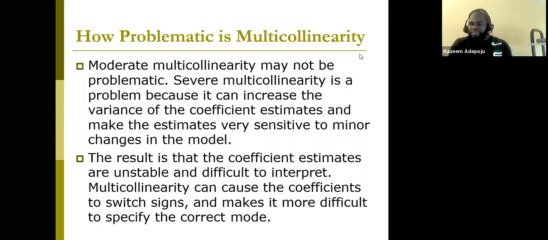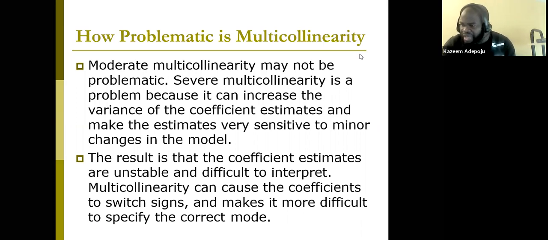And when the variance of the coefficient is increased, the standard error of the coefficient is going to increase. When the standard error increases, the t value is going to be small. When the t value is small, the associated p value will be large. And when the p value is large, you are not going to reject the null hypothesis, which is saying that your coefficient, your parameter, is not significant.